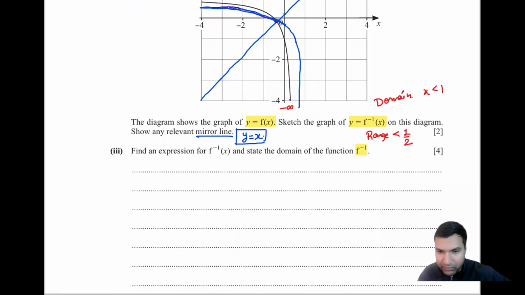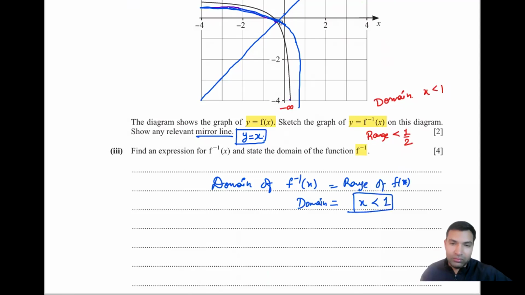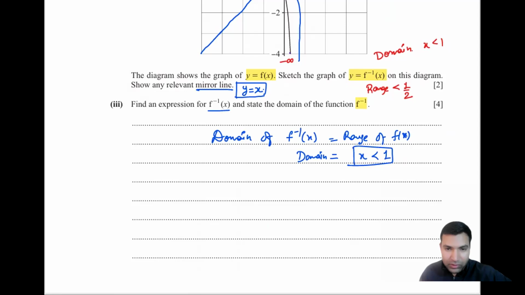So just now domain we have figured out. So let me quickly write it down here. Domain of f inverse of x is the range of f of x. And what was the range of f of x? Range was lesser than 1. So that will be x lesser than 1. Okay. So this is the domain for f inverse of x. x lesser than 1. Now I need to find the expression for f inverse of x.